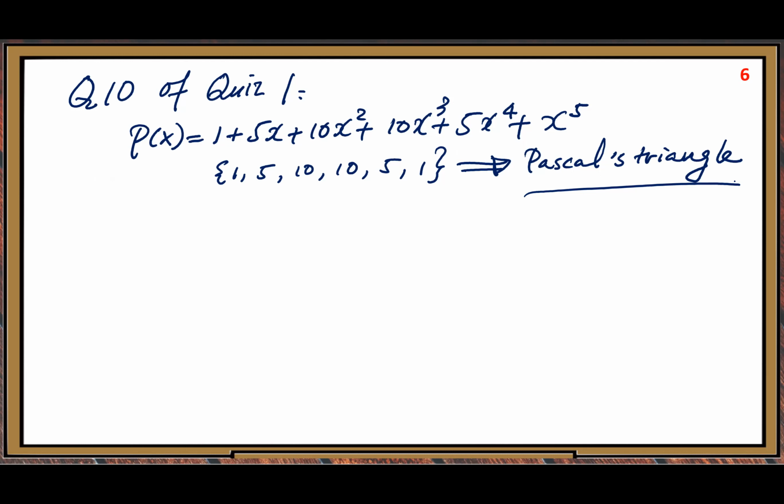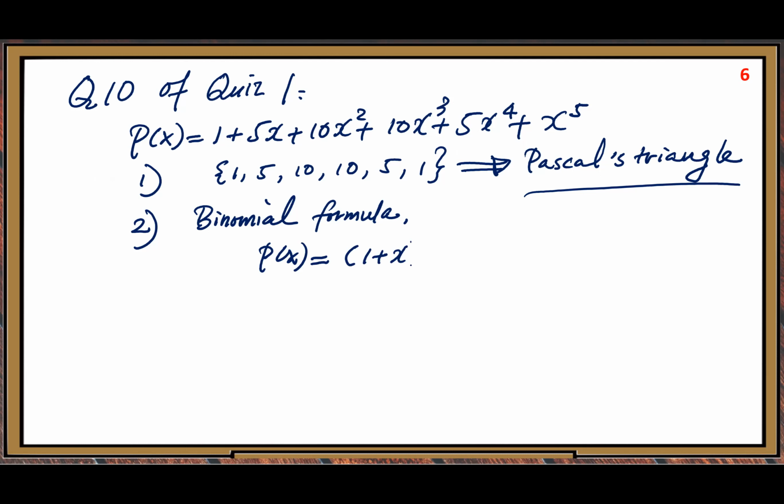After you can connect to it, the second piece, the binomial formula, because Pascal's triangle is related to the binomial formula. When you apply the binomial formula, P of x equals 1 plus x to the 5th power. All right. So that's step 2.